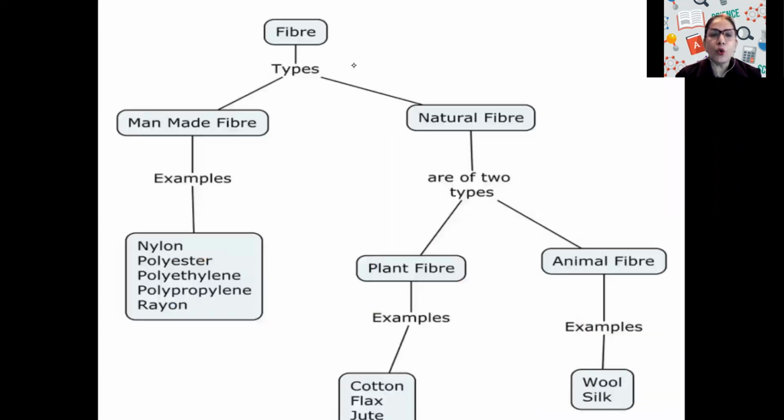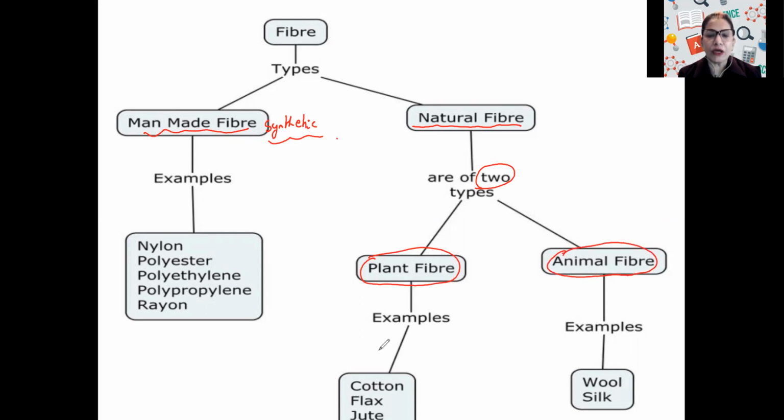Before we go to the actual synthetic fibers, we'll once again revise what we had done in the previous classes, that is, the classification of fibers. How are the fibers classified? Fibers can be classified into natural fibers and man-made fibers. Man-made fibers are also known as synthetic fibers. Natural fibers again are of two types: plant fibers and animal fibers.